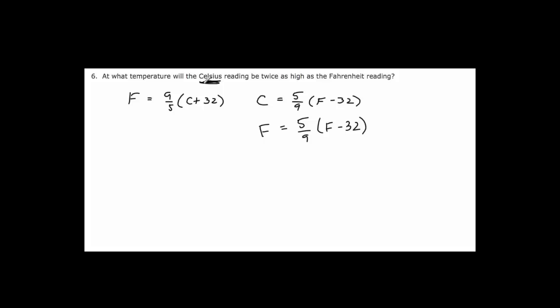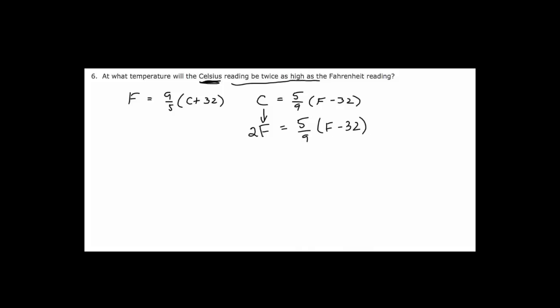Now, the particular word problem says at what temperature will the Celsius reading be twice as high? So again, remember, I simply switched C to F. So this still was my Fahrenheit part. I want my Celsius to be twice as much. Remember, we switched F from the C. So now I'm going to take and double that because our problem says at what point will Celsius be twice as high? Twice as high means I multiply by 2. So now we have an equation. Now we have an equation that I can solve for F.